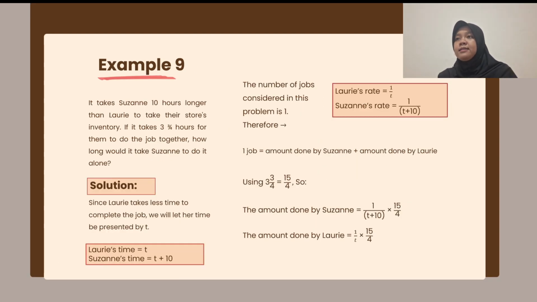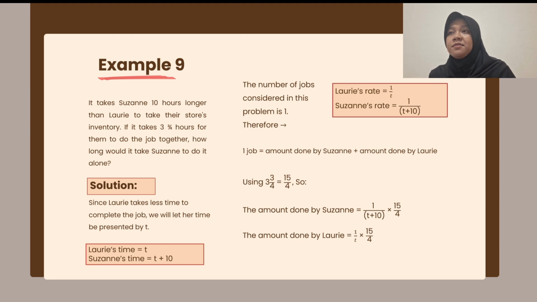Okay, next is example 9. Okay, this is the question. It takes Susan 10 hours longer than Laurie to take their store's inventory. If it takes 3 and 3/4 hours for them to do the job together, how long would it take Susan to do it alone? Okay, this is the solution. Since Laurie takes less time to complete the job, we will let her time be t. So Laurie's time is t and Susan's time is t plus 10.